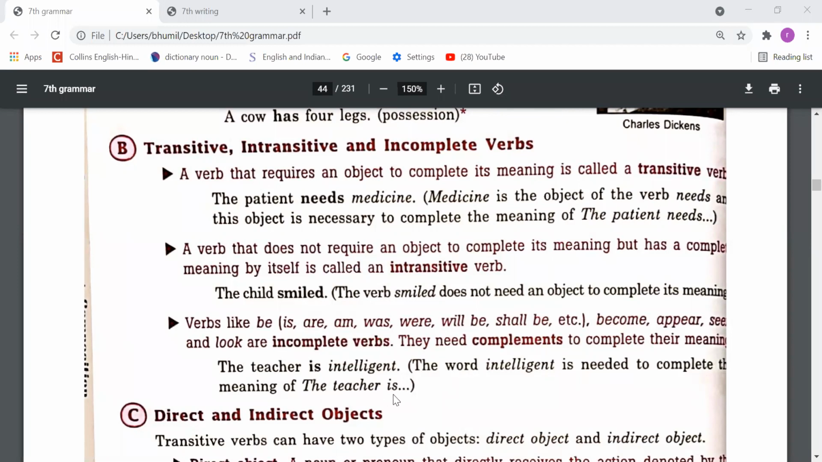So basically, dear students, we have understood that there are three types of verbs: transitive, intransitive, and incomplete. Transitive, when there is a need for an object after the verb. Intransitive, when there is no need to put any object after the verb. Incomplete, when there is no action in the verb. Those verbs are called incomplete. After that, we have to put complements, not objects.